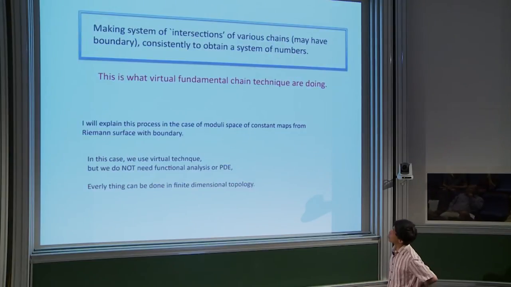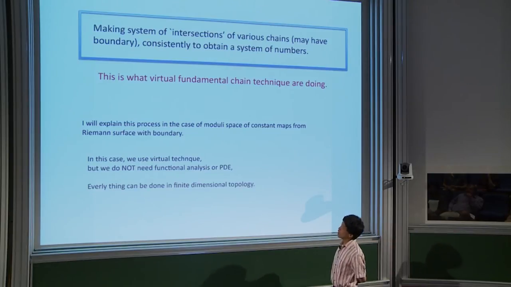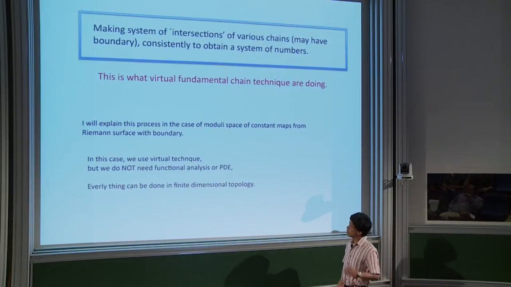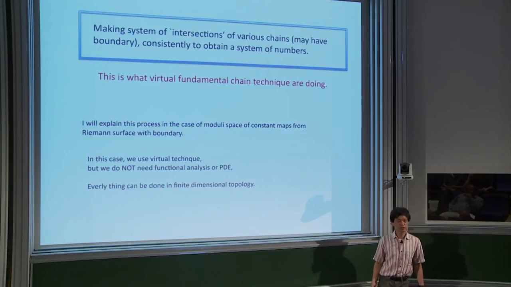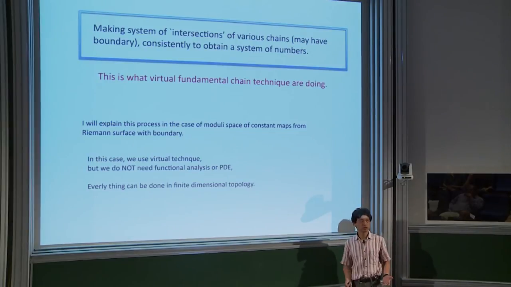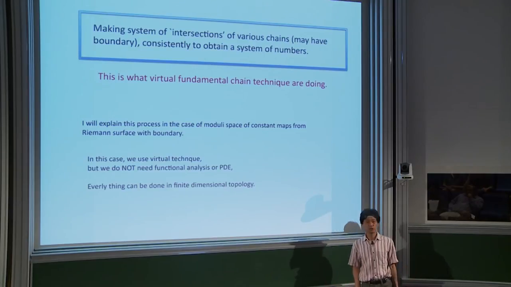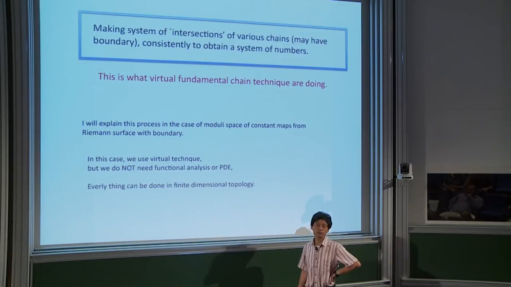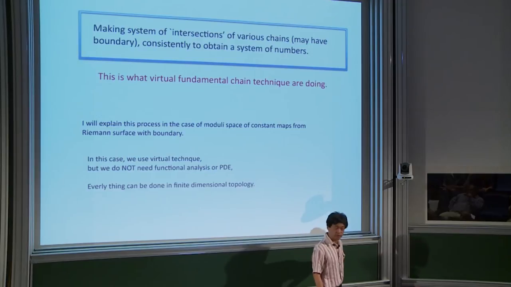Yeah. And I will explain the case of constant maps, and also the case of these maps from a border to a Riemann surface. So the Riemann surface is a boundary. And as I said, you don't need PDE, but you need finite dimensional topology. But still you have some systems of non-transversal intersections which are interrelated to each other. So I just want to start explaining which kind of intersection problem you meet. And then I want to explain some kind of general machinery, how to handle this kind of system of intersection problems so that you get a well-defined structure.